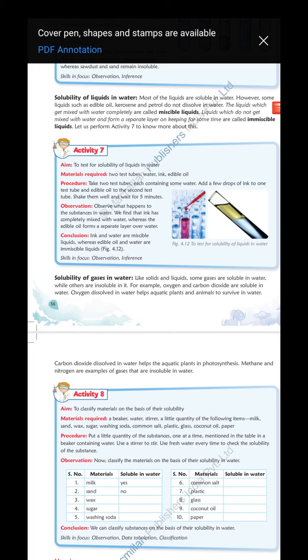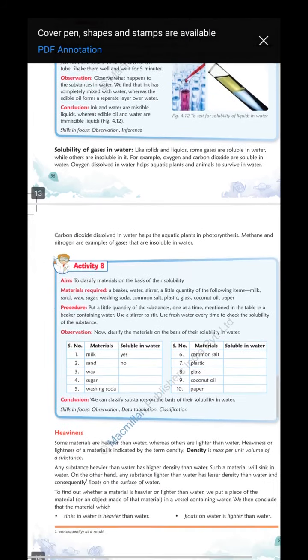Oxygen dissolved in water helps aquatic plants. How are they getting oxygen? Through water only. Fishes take the oxygen dissolved in water through gills. Oxygen dissolved in water exists inside aquatic places, so fishes survive, or else they will die. In that manner we can understand.